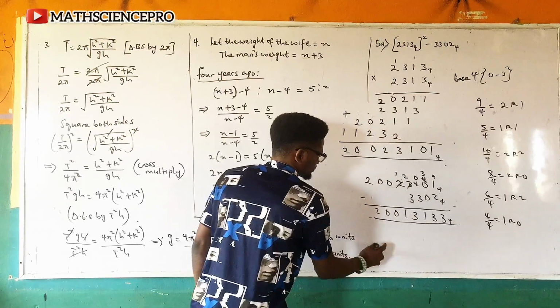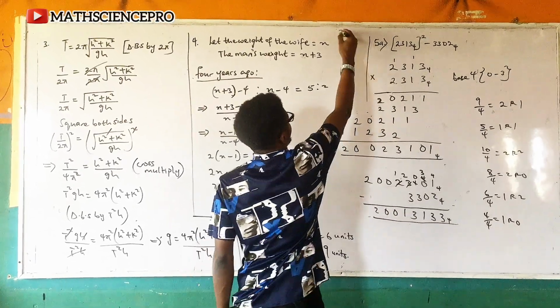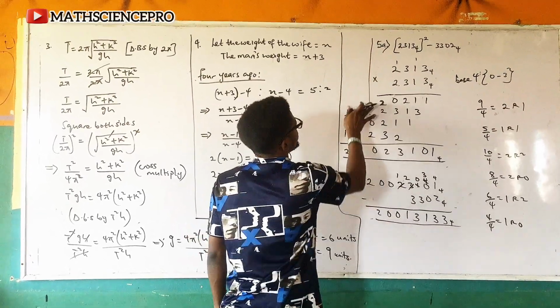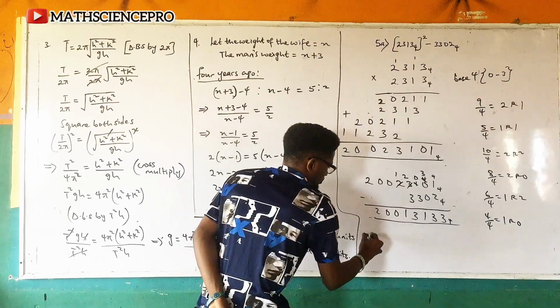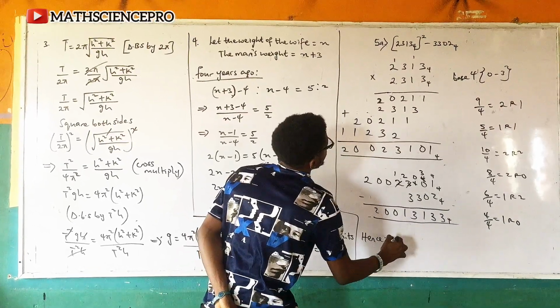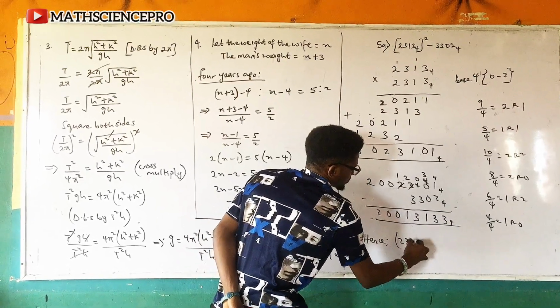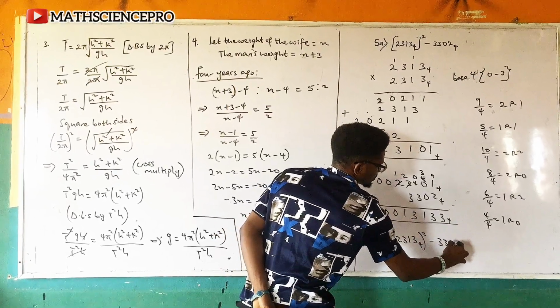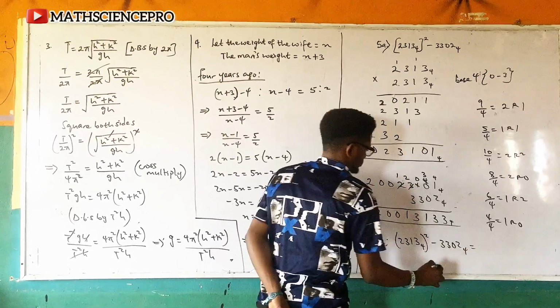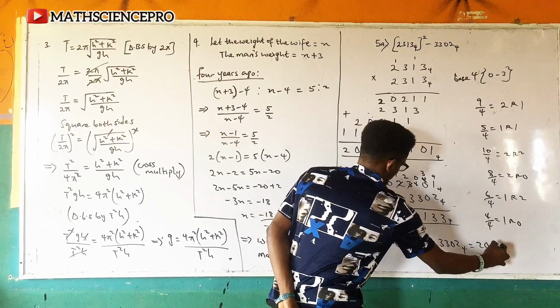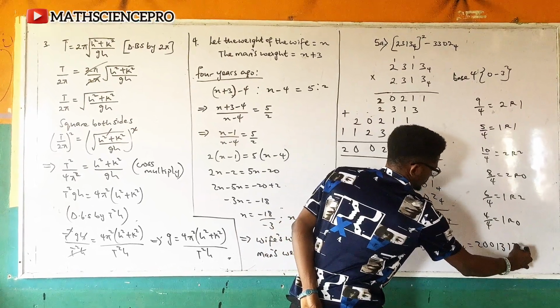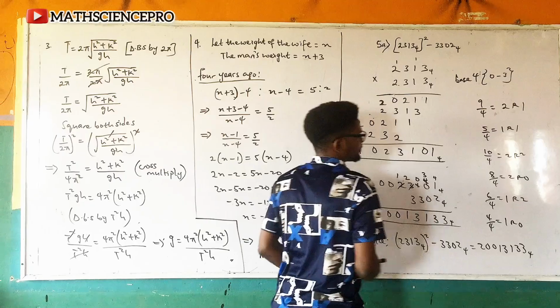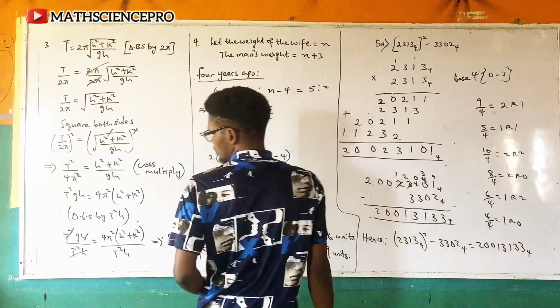So it means, let me do this. So it ends: 2313 base 4 all squared minus 3302 base 4 equals 2001333 base 4. That is the result.